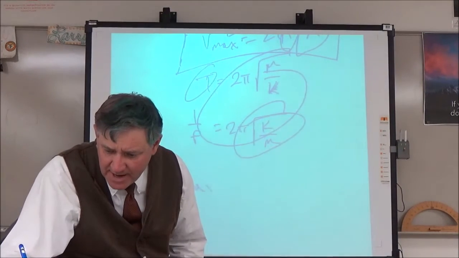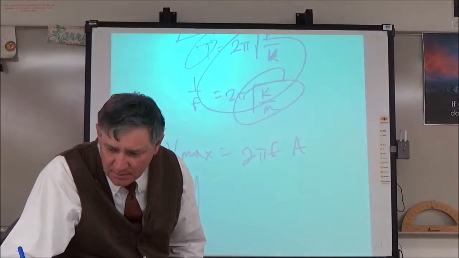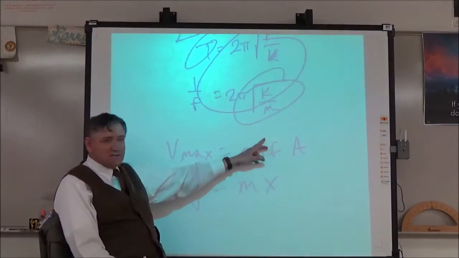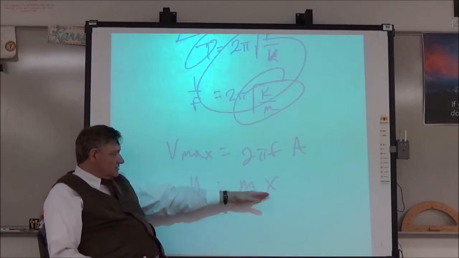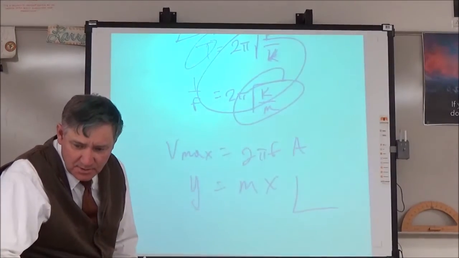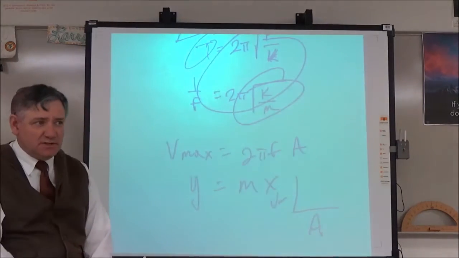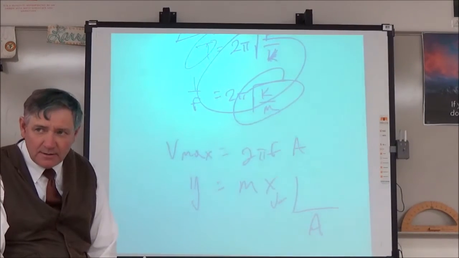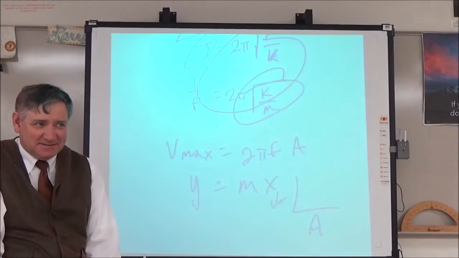So if you look at Vmax equaling 2 pi f A, this is y equals mx. It's a linear function, because this is just going to be some constant based upon the spring. This is going to be your Vmax. So if you were to graph this, and put amplitude on the y-axis and Vmax here, first off, is that going to start at 0, 0? Yeah. Why? No amplitude. If you don't have any amplitude, guess what? You're not going to have any velocity. It's just hanging there.